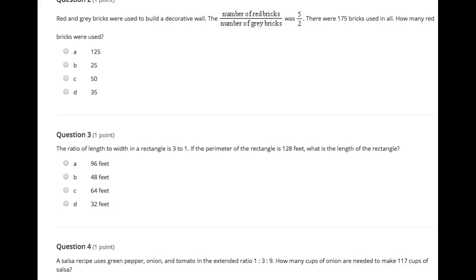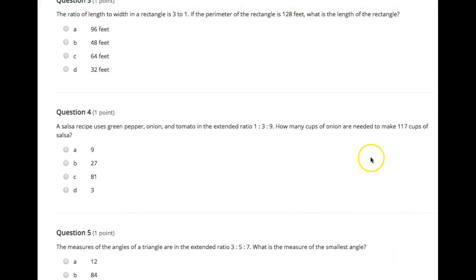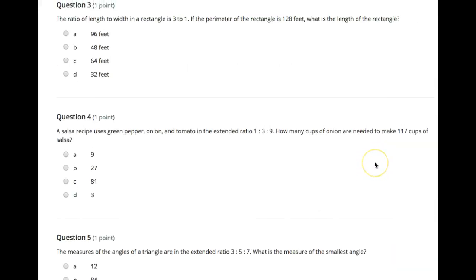All right, so now if I'm looking at question 3, it says the ratio of length to width in a rectangle is 3 to 1. The perimeter of the rectangle is 120 feet. What is the length of the rectangle? This one's a little bit trickier.